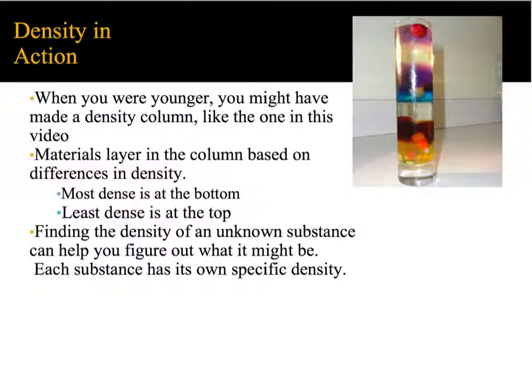So it looks like what these people did here was they color-coded the different substances. So I see clear, I see some candy corn, I see some red, I see blue, I see purple, I see a different purple liquid. So all of these liquids have different densities. And the substance that is most dense is right here. And the substance that is least dense is at the top.